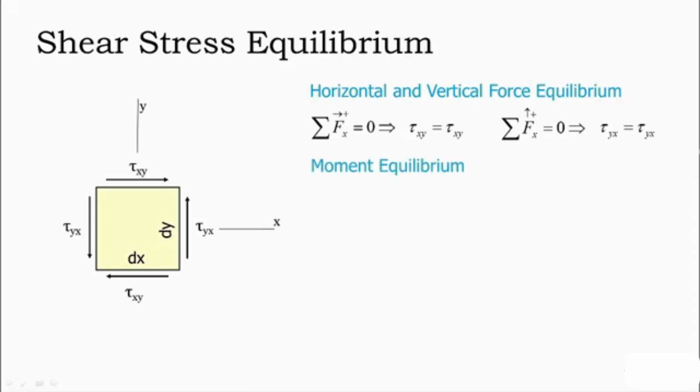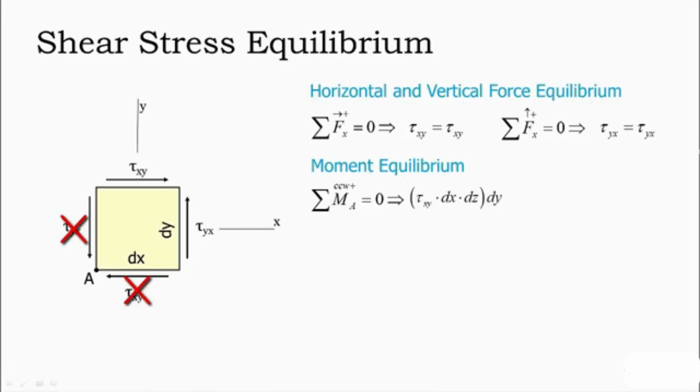However, moment equilibrium is slightly different. We can't actually pick a point where the resultant forces all act through. So we will look at some of the moments about the bottom left corner, point A, as labeled on your screen. Now the resultant due to tau xy at the bottom and tau yx on the left side pass through this point, so we only have to deal with the other two shear stress components.